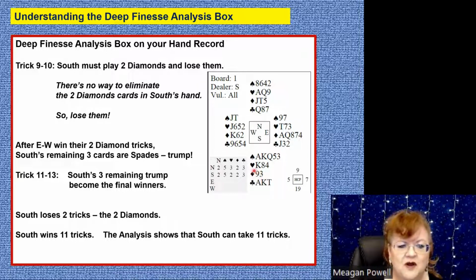That's where the shortest amount of diamonds are. And there's no way that I can play those 2 diamonds and win them. East and West have the ace, the king, and the queen. I'm not going to win those diamonds. So you know what I'm going to do? I'm going to play them.